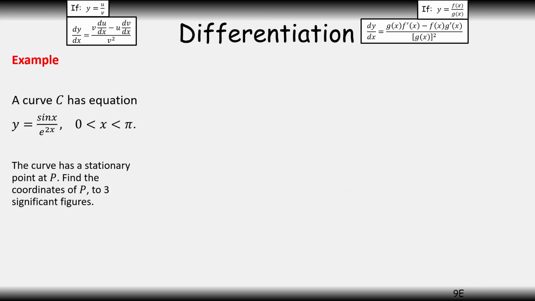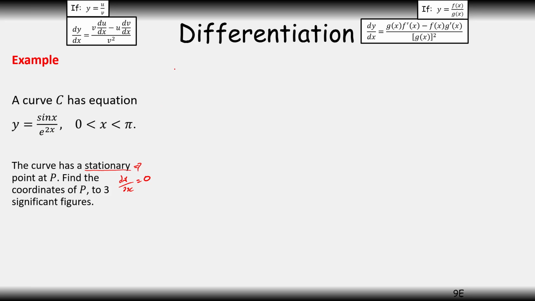Okay, so let's have a look at this example. Got a curve C, and it's given by the equation y equals sine x over e to the 2x, from 0 to pi. The curve has a stationary point at P. Find the coordinates of P to 3 significant figures. It's got a stationary point, and we know something about the gradient at the stationary point. That implies that dy over dx is equal to 0 at the stationary point there. So we need to differentiate that and set it equal to 0.